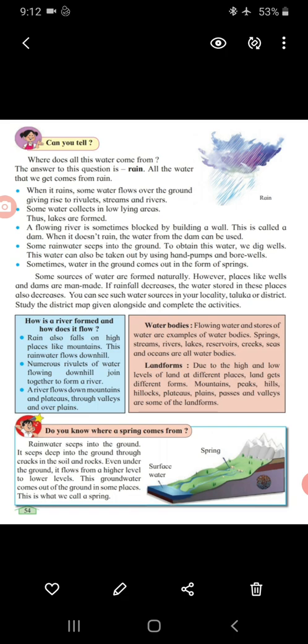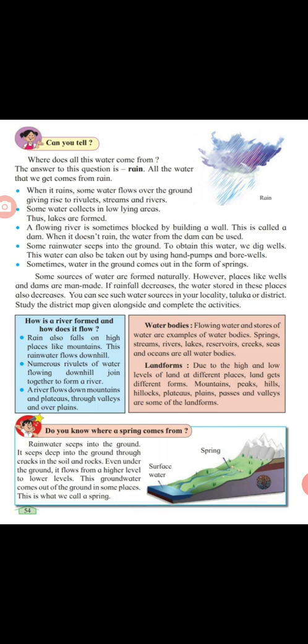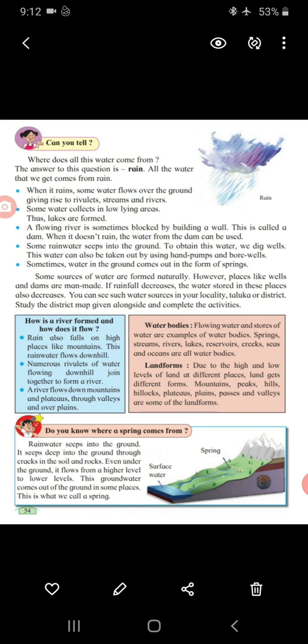So all the water that we get, whether it comes from a well, from a dam, from a hand pump, or from the lake, river, pond, okay, it all first came from where? From the rain. So rain is the main source of water. If there is no rain, then there is no water. We will get water but in very less quantity.